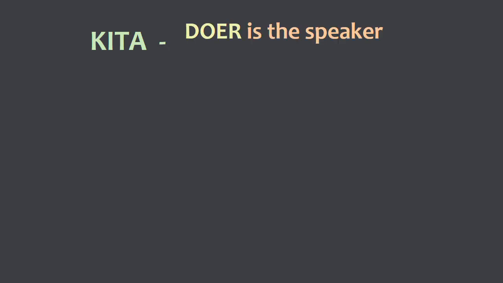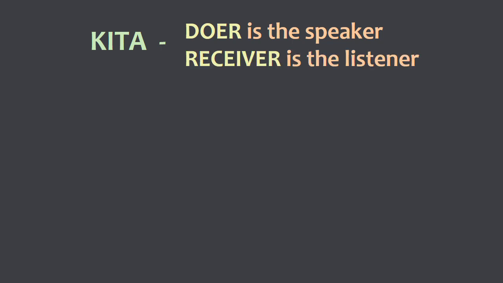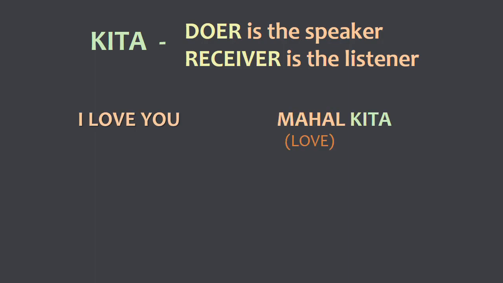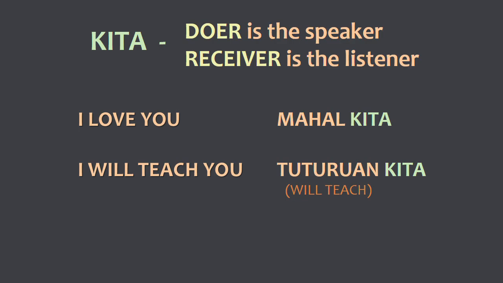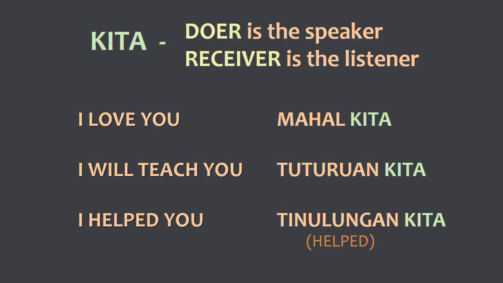Okay, there's one last pronoun that I want to talk about, and that is kita. Kita is used when the doer of the action is the person talking, and the receiver of the action is the person you are talking to. Halimbawa, I love you is mahal kita. I will teach you is tuturuan kita. I helped you, tinulungan kita. So in those examples, the subject is me, the speaker, while the receiver of the action is the person that I'm speaking to.